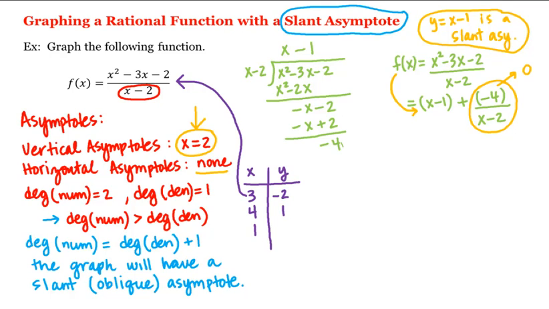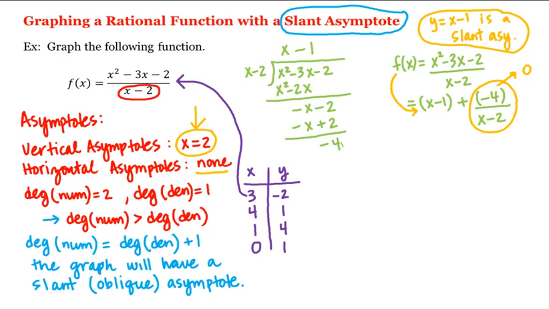And when x is equal to 1, we get 1 squared, which is 1, minus 3 times 1. So 1 minus 3 is negative 2. Minus 2 is negative 4. And the denominator will be negative 1. So the ratio will be positive 4. And when x is equal to 0, we have 0 minus 0 and then minus 2. So the numerator is negative 2. And the denominator is also negative 2, isn't it? So the ratio is 1.